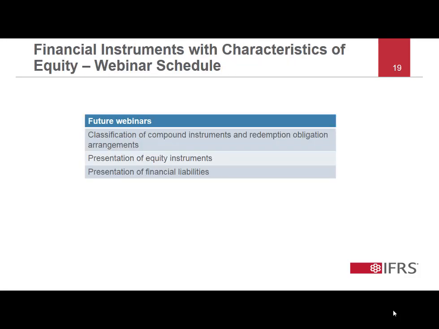So, in the upcoming webcasts, we will cover classification of compound instruments and redemption obligation arrangements under the board's preferred approach. Also, we will talk about how presentation of financial liabilities and equity instruments can be used to provide additional information about financial instruments to supplement information provided by classification.